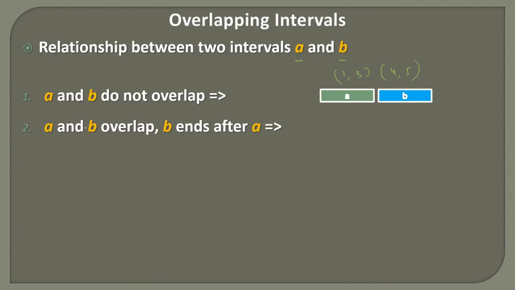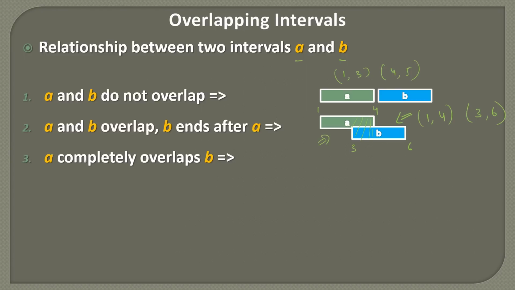The next case would be A and B overlap, but B ends after A. It would look something like this: A starts here and ends here, and B starts here and ends here. So here B is ending after A, and this is our overlapping interval. If we take an example, let's say 1, 4 and 3, 6. Here A starts from 1 and ends at 4, and B starts at 3. So this is 1, this is 4, this is 3 and this is 6. Here B is ending after A, so we can visualize these two intervals like this.